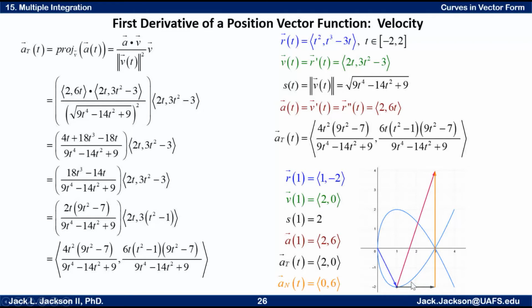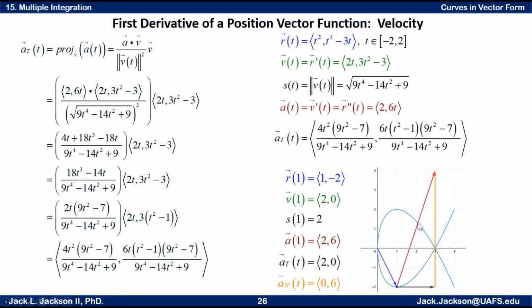So this black one here is in the same direction as the velocity vector. In this case, it's actually the same thing as the velocity vector. And the orange one is normal, or perpendicular, to that. If you add those two vectors together, you get this acceleration vector. So let's find the acceleration vector.